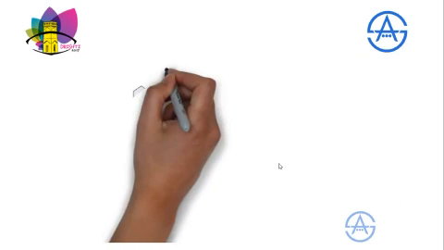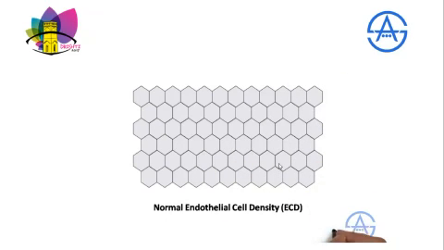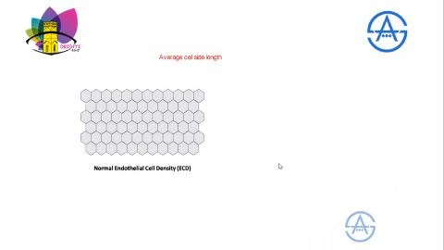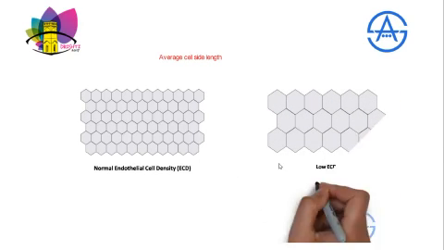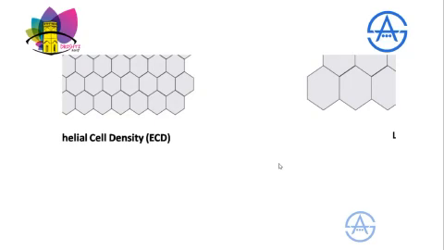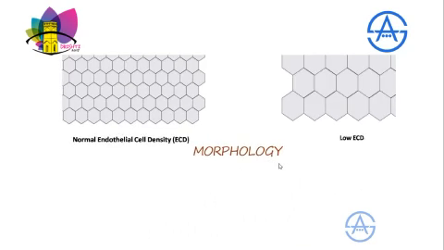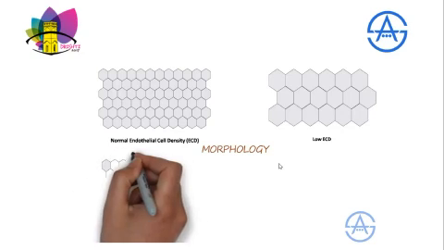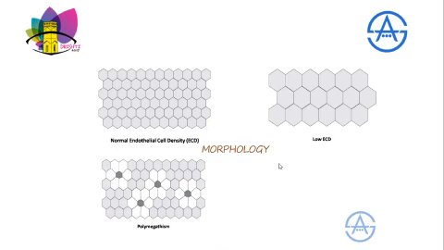Now, if this is a normal endothelial cell density, then this is a decreased endothelial cell density. And here we are looking at the morphology of the corneal endothelium. Here we should also know about polymegathism and also a bit about pleomorphism.